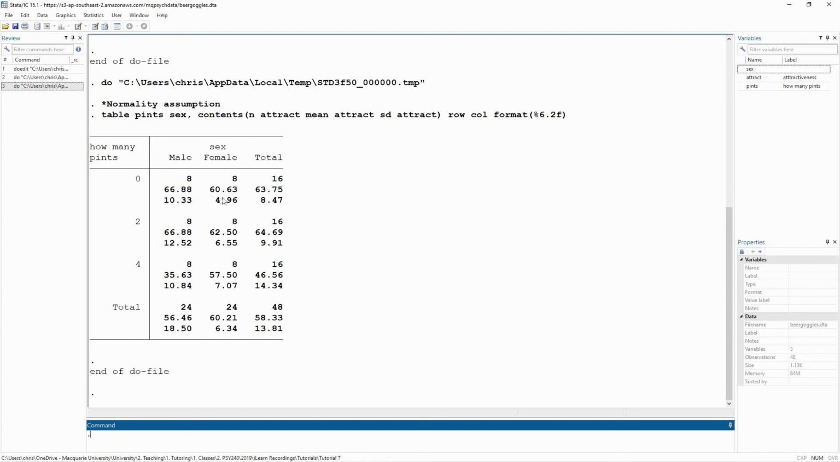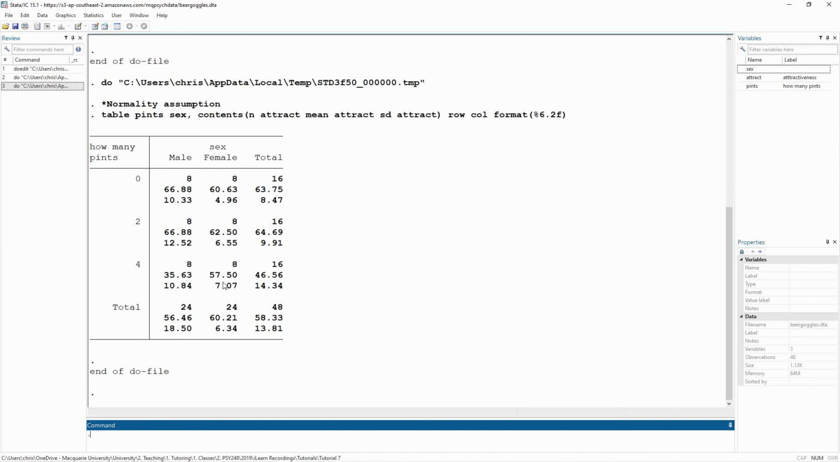But at 0 pints, it has its 6-point difference, and then at 4 pints, there's, what, about a 20-point difference? So males and females in their attractiveness rating, there's a larger space between them at 4 pints compared to 0. So you can do your interactions looking between genders at each level of pints, or between pints for each gender. You can do it either way.